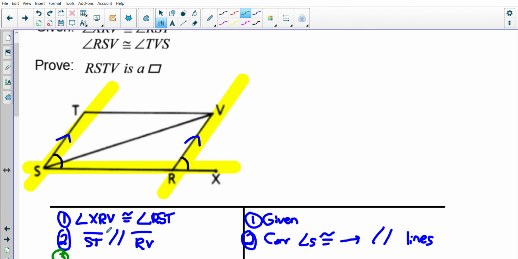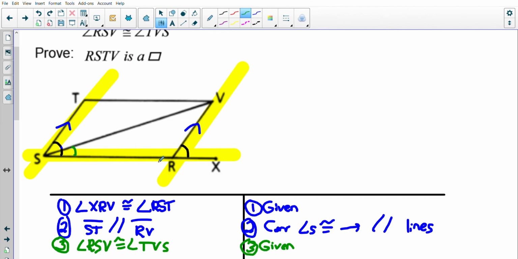Angle RSV is congruent to angle TVS. So I can say angle RSV is congruent to angle TVS. All right, so from there, we want to say, all right, well, that's given information. That was kind of helpful of them. So nice of them to give us that information. And let's mark the diagram with that information. So RSV, that's this angle right here. Okay, that is congruent to angle TVS. So TVS is right here.